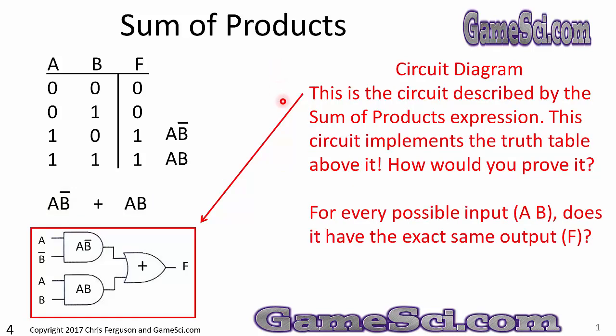Circuit diagram. This is a circuit described by the sum of products expression. This circuit implements the truth table above it. How could you prove that? For every possible input AB, does it have the exact same output F? For every input of AB, does this circuit produce the same output?